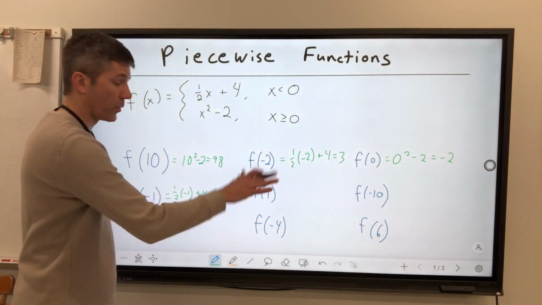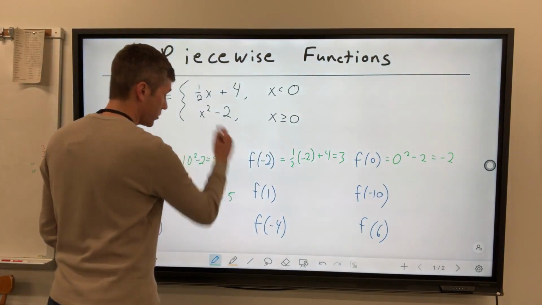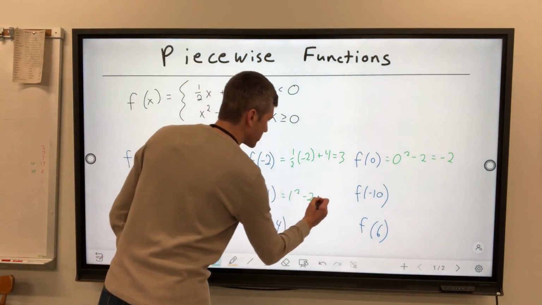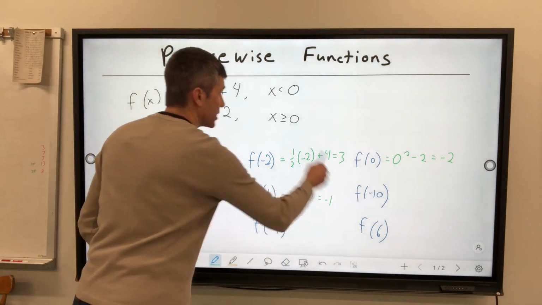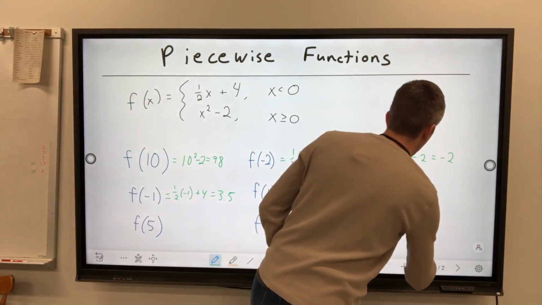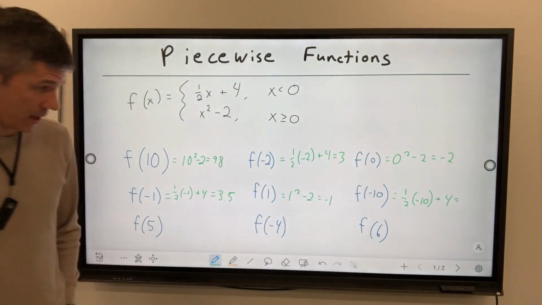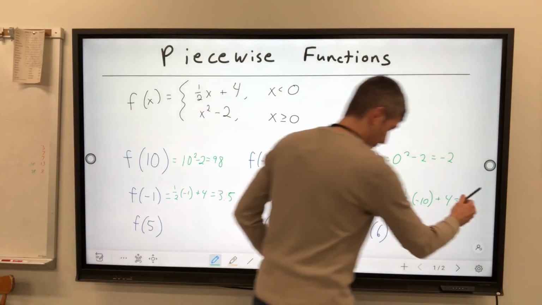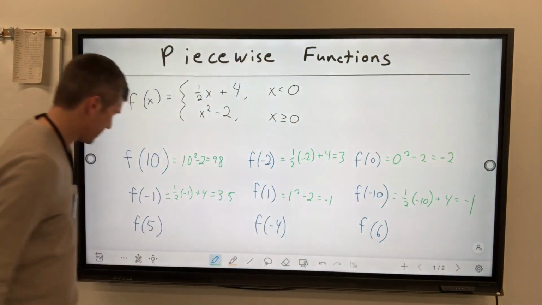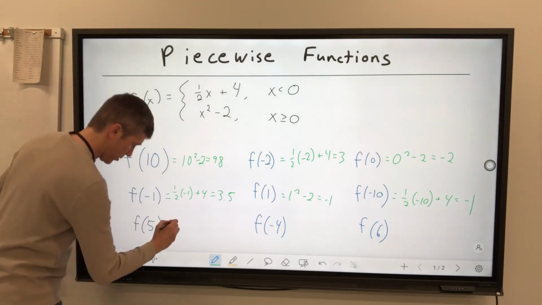Okay, going faster now, and I'm not going to narrate nearly as much. 1 is greater than 0. We go here. So 1 squared minus 2, negative 1. Negative 10 is less than 0. Goes here. So 1/2 times negative 10 plus 4. The whole board was shaking as I was writing that. I was very excited. So negative 5 plus 4 is negative 1. Okay, 5. 5 is greater than 0. Goes here. 5 squared minus 2.